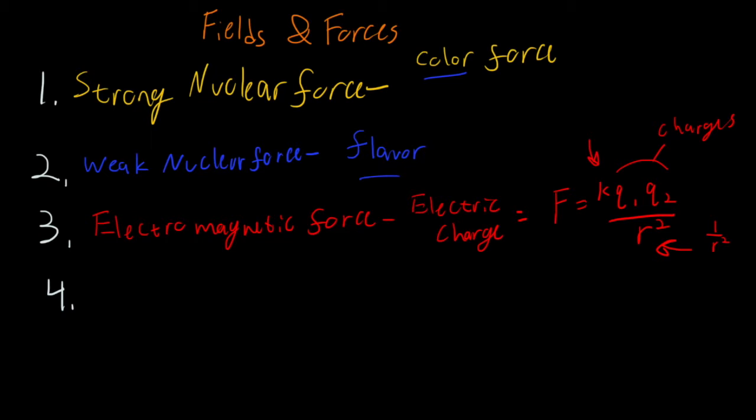The final force, the one that we are going to focus on in this unit, is going to be the force of gravity. Call it gravitation. Gravitation is going to be dependent upon mass. Where the strong nuclear force is dependent upon a color charge, the weak nuclear force is dependent on something called flavor. The electromagnetic force is dependent on electric charge. Gravitation is dependent on mass. And it is represented by an equation that we call Newton's law of universal gravitation. It's represented like this.